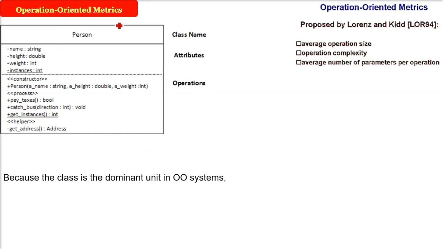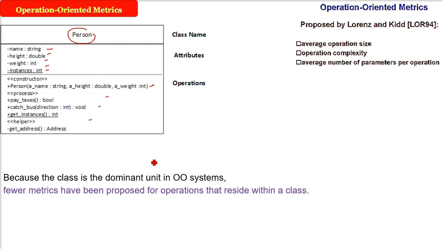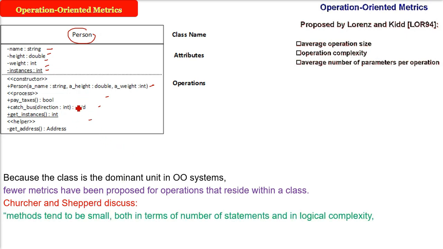Operation-oriented metrics. Operation is all about the function, the procedure, whichever way you call it. The operations or functions are working on the attributes in the class which are being encapsulated. So whenever we talk about an object-oriented system, we generally talk about the class. Other things we don't talk about. So there are metrics which are proposed mostly on the class basis, not about the operations in the class.